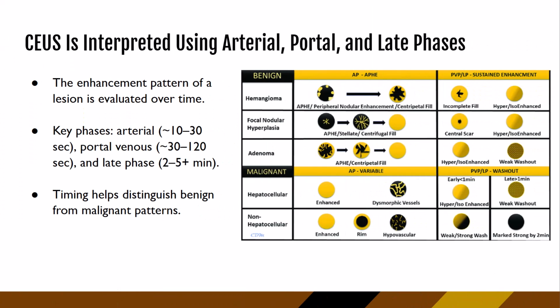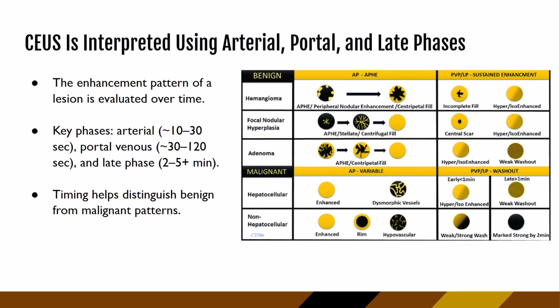To interpret a contrast-enhanced ultrasound, timing ends up being everything. So once we inject the microbubbles, we need to monitor how quickly and for how long a structure enhances. So we typically divide the observation into 3 phases. First, we have the arterial phase, which is the first 10 to 30 seconds after injection. And then we have the portal venous phase, which is the next 30 seconds to about 120 or 2 minutes. And then we have the late phase, which is 2 minutes to 5 minutes or more. Each of these is going to provide a different diagnostic clue.